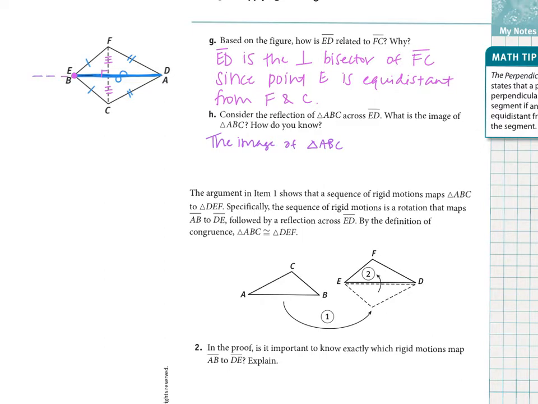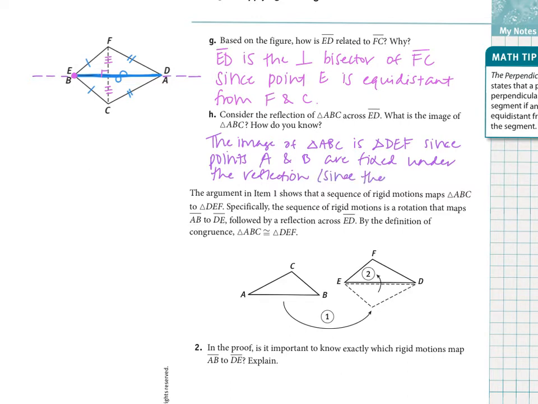across this line of reflection, ED, is triangle DEF. Since points A and B are fixed under the reflection. And we're going to also say, since they are on the line of reflection, and I'm just going to abbreviate that right there. So they're on it. So something to keep in mind.